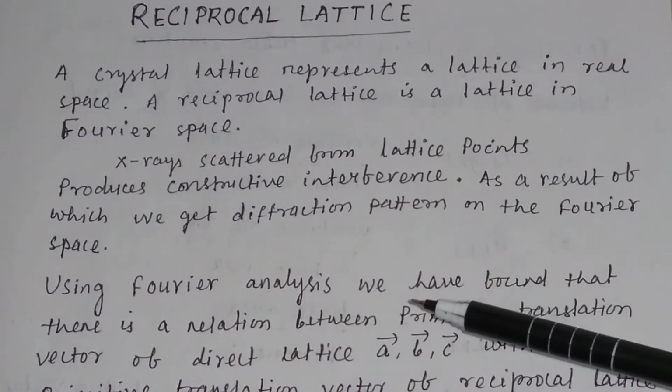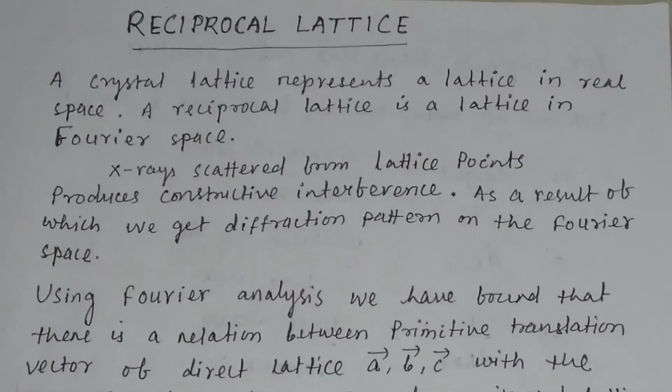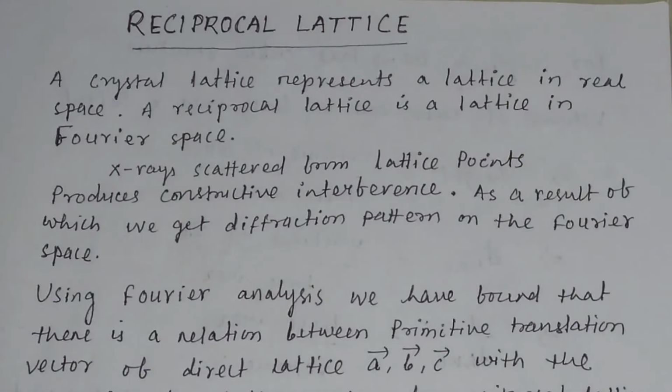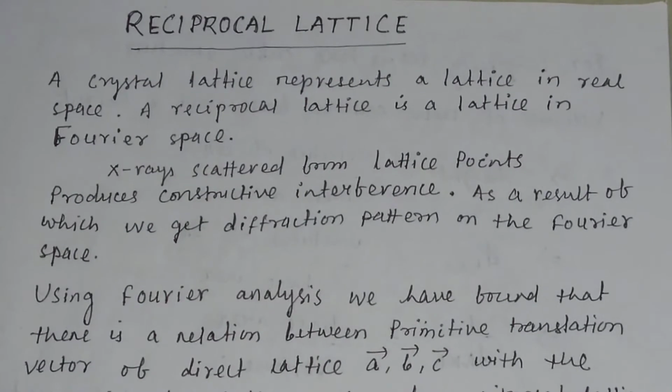In Fourier space we use Fourier analysis. In Fourier analysis we basically take a Fourier series, which is a representation of a periodic waveform or wave function as the infinite sum of sine and cosine waves plus a constant.